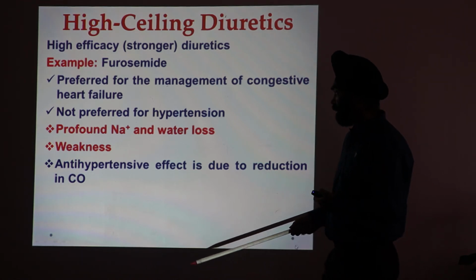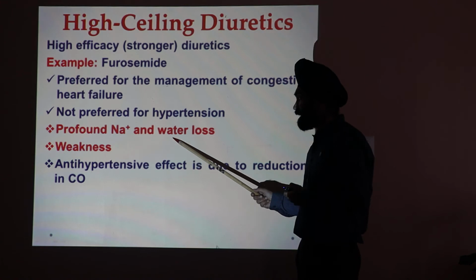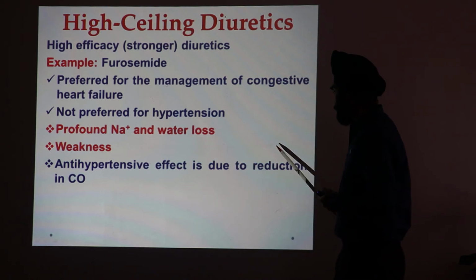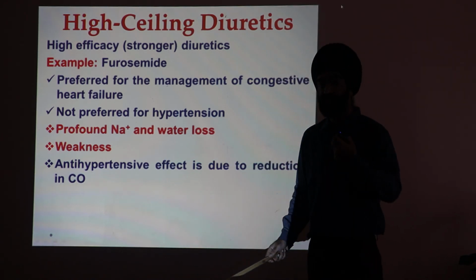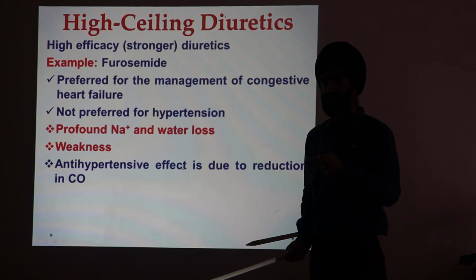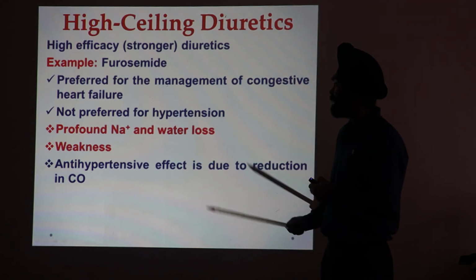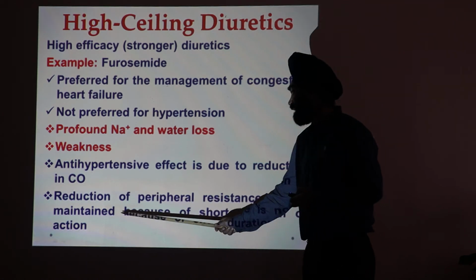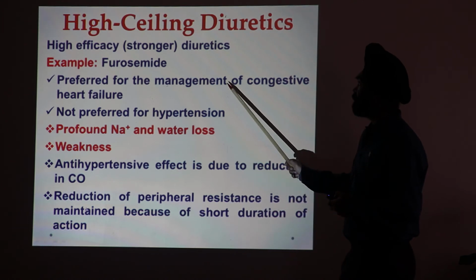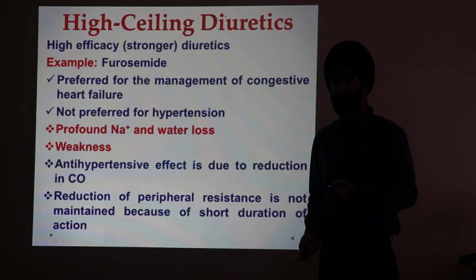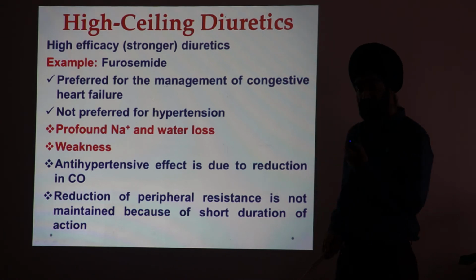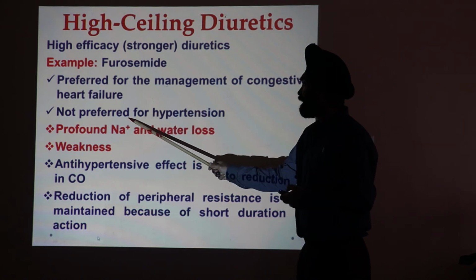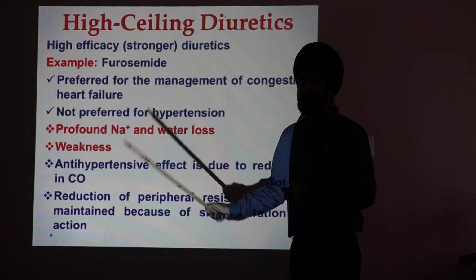Okay, and obviously because their major mechanism is the loss of water, their antihypertensive effect is dependent upon the reduction in cardiac output, not on the reduction in peripheral resistance. Reduction in peripheral resistance was with the thiazides, not with these high ceiling diuretics. Reduction in peripheral resistance is not maintained because of the short duration of action. These furosemides are shorter acting, they have to be given twice a day, while thiazides are given once a day. So again I am repeating, not preferred for hypertension, preferred for congestive heart failure.